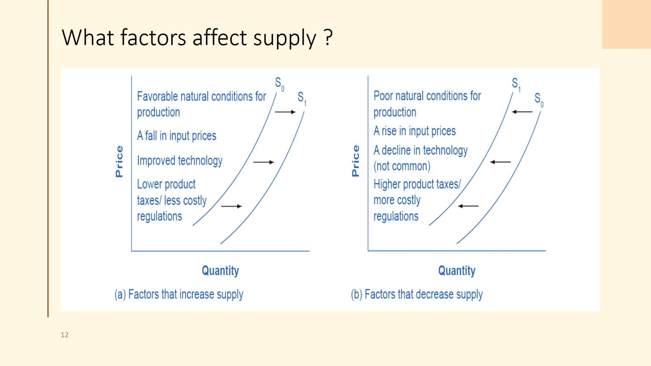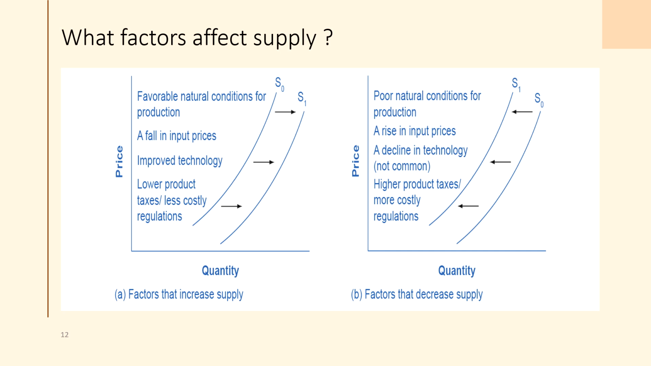Another factor is input prices. If the cost of inputs such as labor, raw materials, or machinery decreases, production becomes cheaper, so firms are willing to produce more. Next is technology. Improved technology allows firms to produce more efficiently, reducing costs and increasing output. As a result, supply increases.